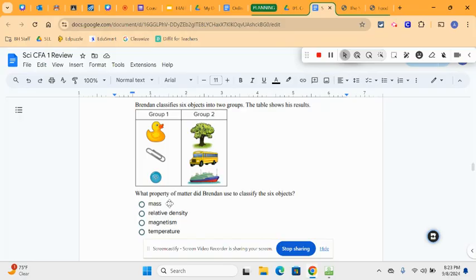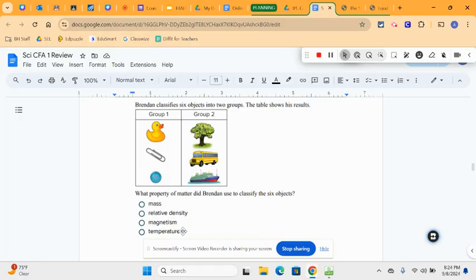Our choices are that he may have classified them by mass. Again, maybe this side is the light ones and this side is the heavy ones, or vice versa. Or maybe he classified them by relative density, like maybe all of these over here float and all of these over here sink, or vice versa. Or maybe he did it by magnetism. All of these are magnetic and all of these are non-magnetic. Or again, vice versa.